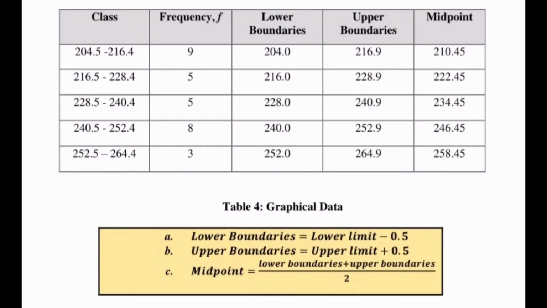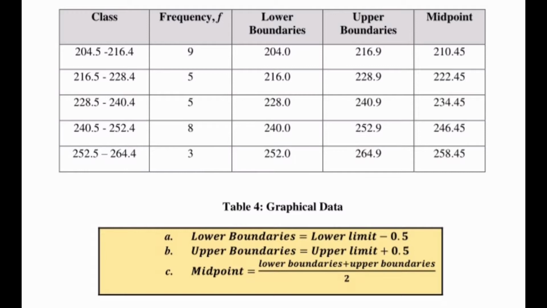Today I would like to present about the graphical method. We have used two types of graph, which are the bar graph and the line graph. Before we start, let's look into the table data for the graphs. For the table data, we have class, frequency, lower boundaries, upper boundaries, and midpoint. We will use this data to draw a bar graph and a line graph.